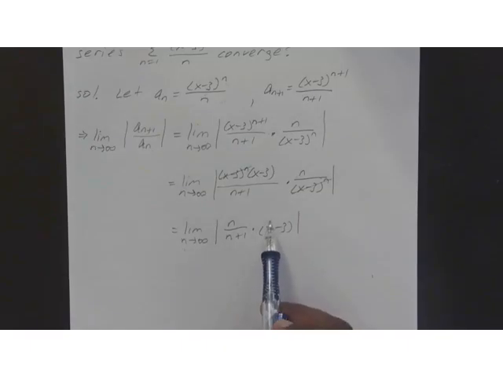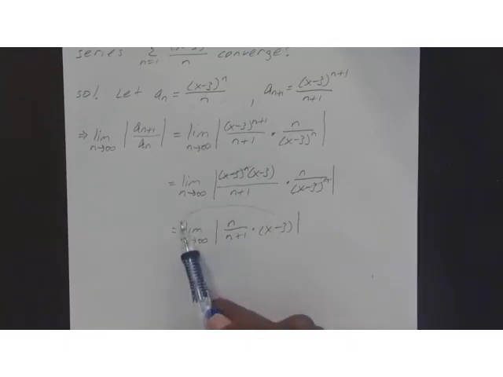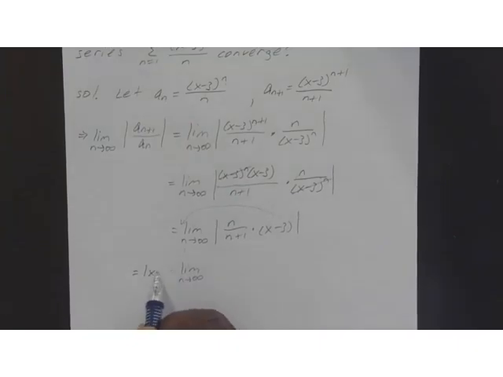Okay. So since n is the only variable actually changing, we can factor this x minus 3, or the absolute value of x minus 3, just factor that out of the way and put it up front. So we have the limit as n approaches infinity. Oh, forgot to put my absolute value. I'll just put that there. The absolute value of x minus 3 times the limit of n divided by n plus 1.